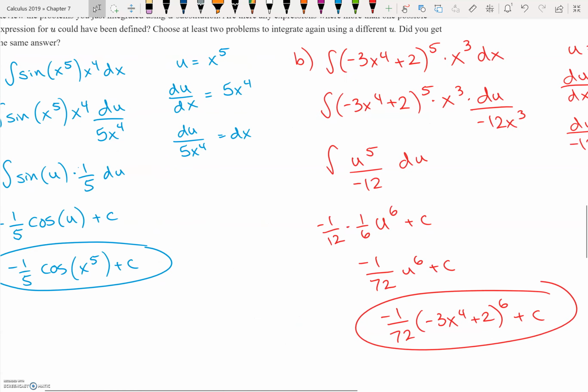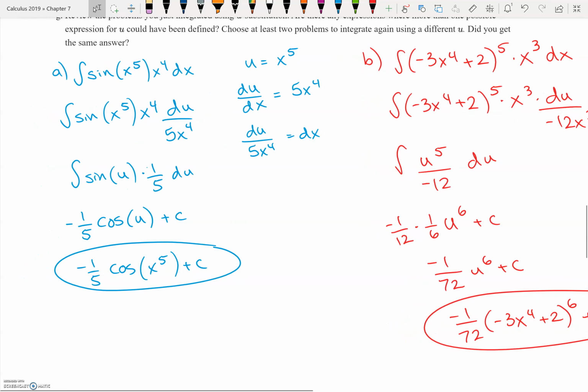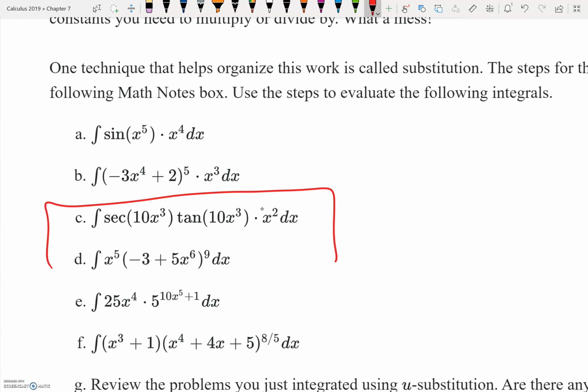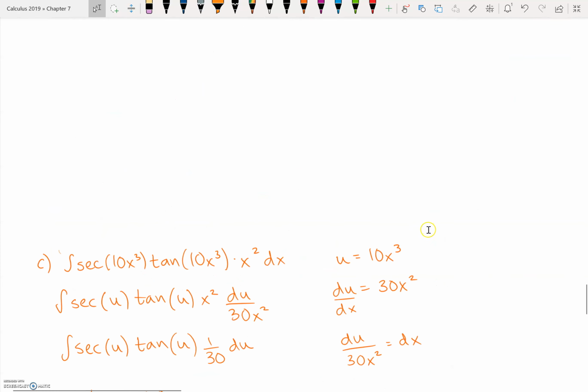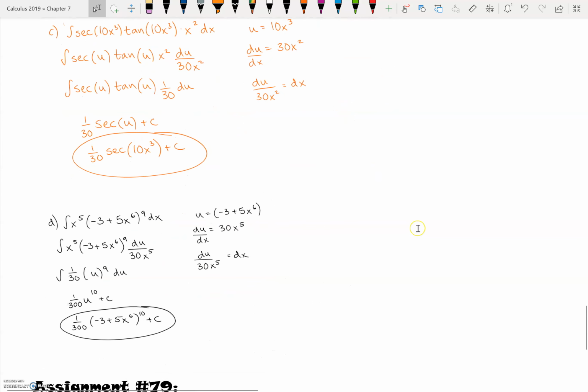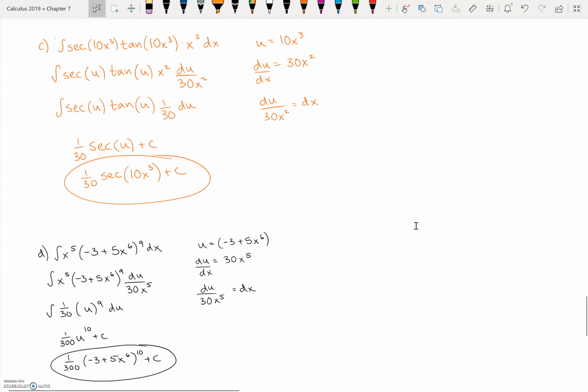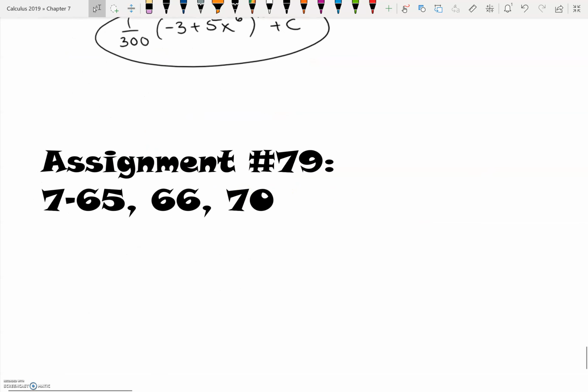Okay, so why don't you go ahead and pause it and attempt to do C and D in the same way that I did those. I'm going to assume that you pressed play now, and here are your solutions. Let me know if you have any questions. I'll see you later on today, and here is your assignment. Just 3 problems.